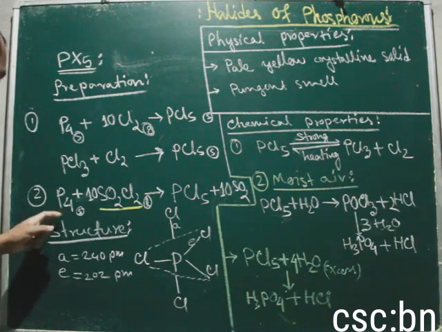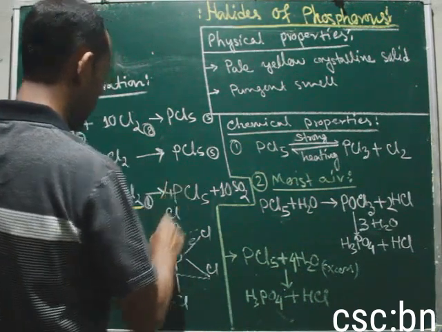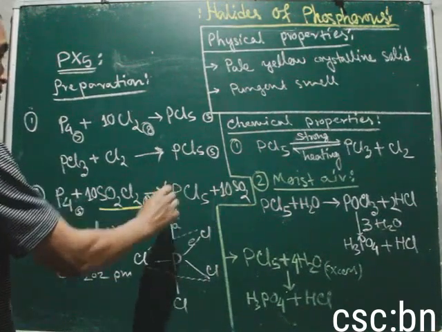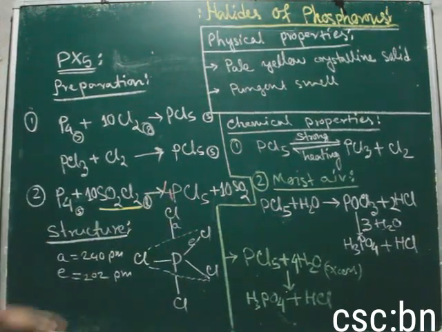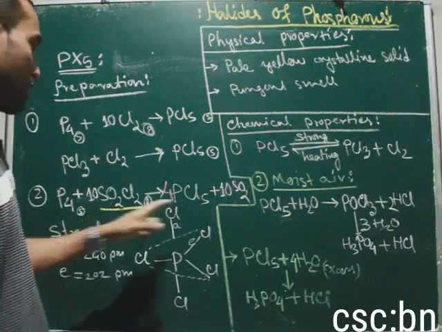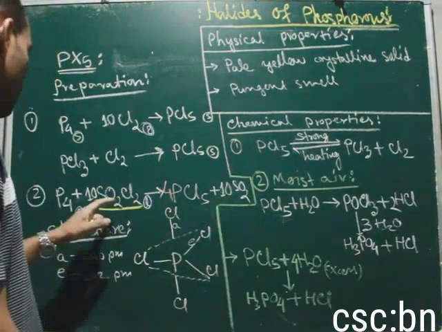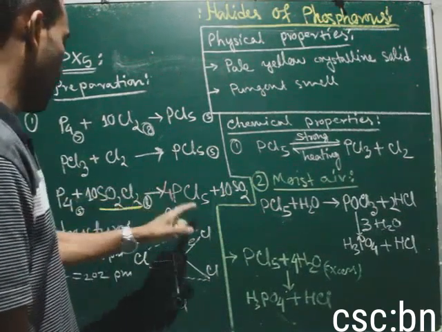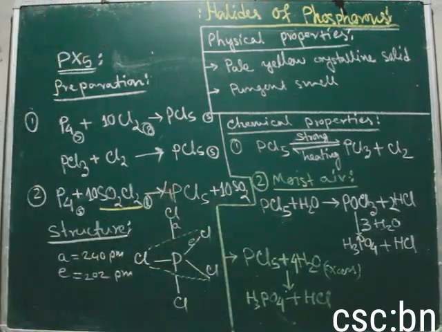So here, 4 phosphorus are on this side. So 4 phosphorus, 10 sulfur, 20 oxygen, and 20 chlorine. So that's okay. Now the structure.